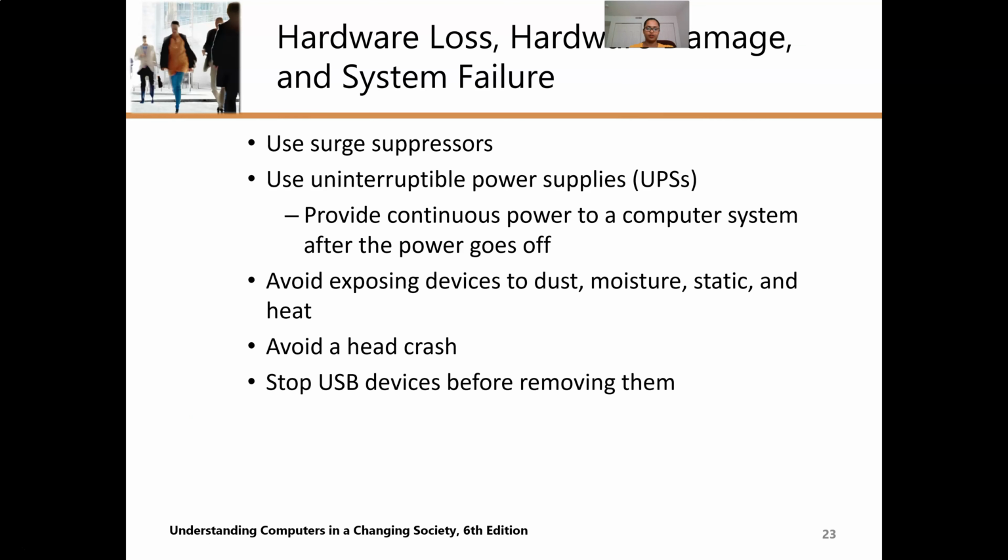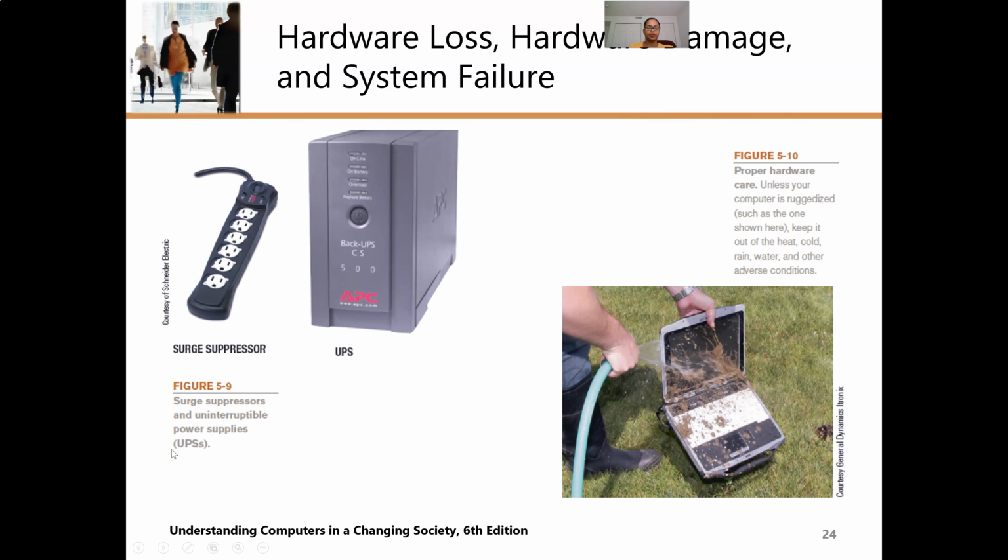Avoid a head crash, of course. Stop USB devices before removing them. Like, safely remove your USB before you actually eject the USB device. Use screen protectors. The surge suppressors, which are shown here, would stabilize your power output if there is high voltage or low voltage or any other bad weather conditions. And this is how your UPS, or backup UPS, would look like.